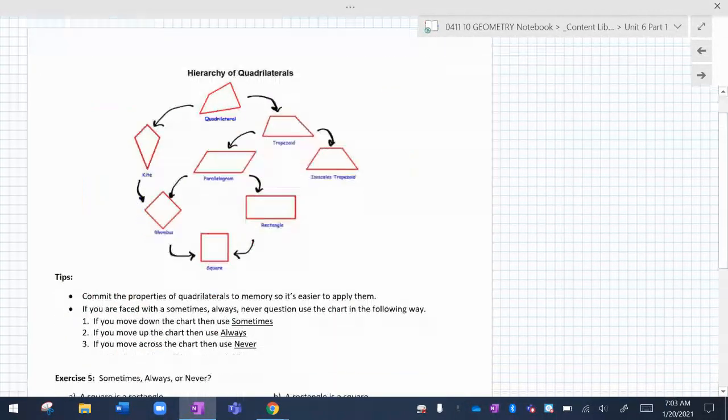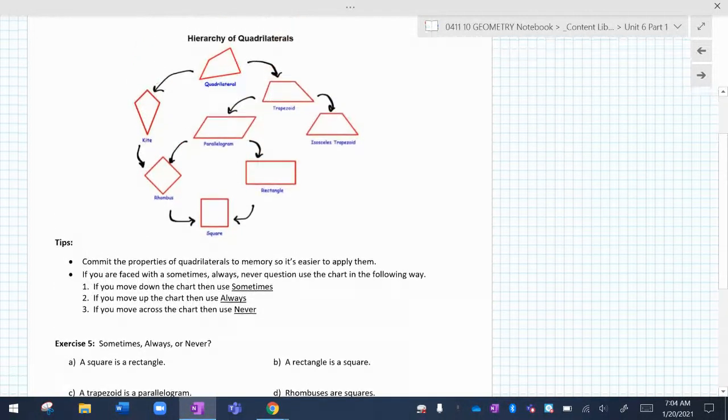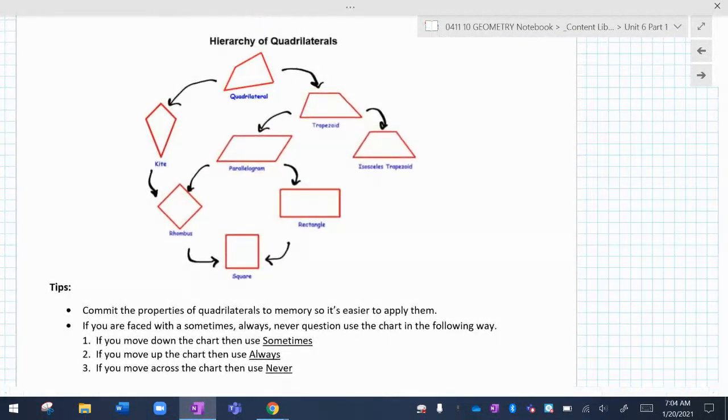Okay. Now, the last thing that we are going to talk about is what we call the hierarchy of quadrilaterals, or the quadrilateral family tree. So a quadrilateral is anything that has 4 sides. If you have a quadrilateral where adjacent sides are equal, but opposite sides are not equal, that's called a kite, by the way. A trapezoid has at least 1 pair of parallel sides. There are funky trapezoids, and then there are isosceles trapezoids.